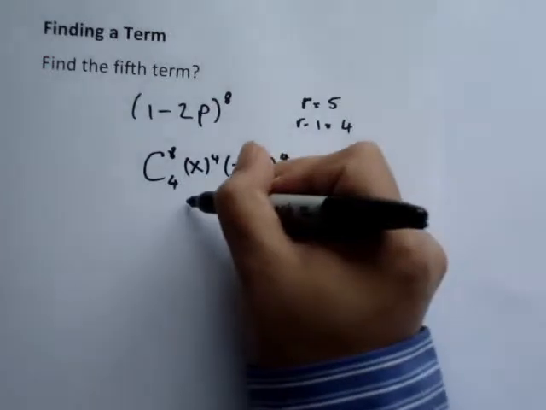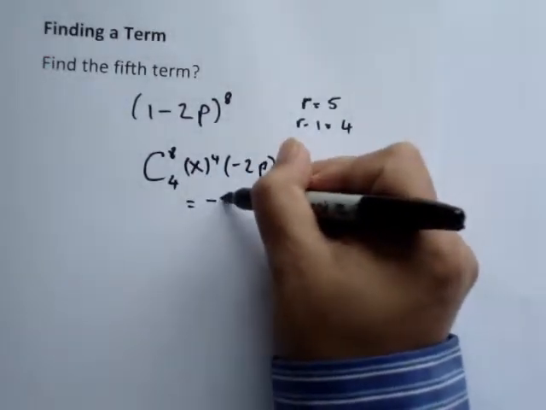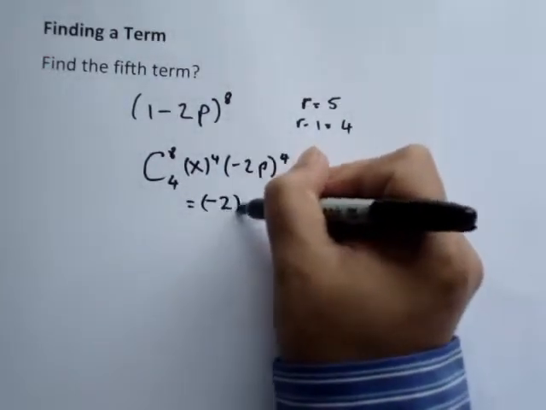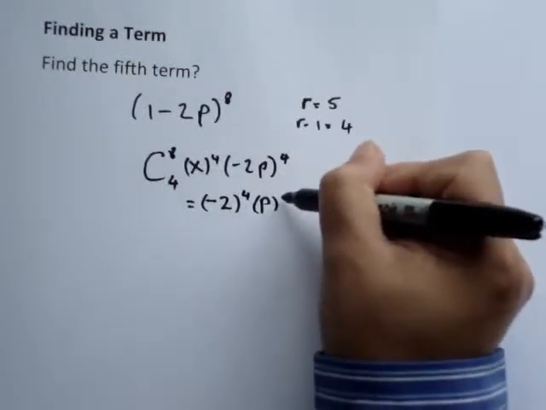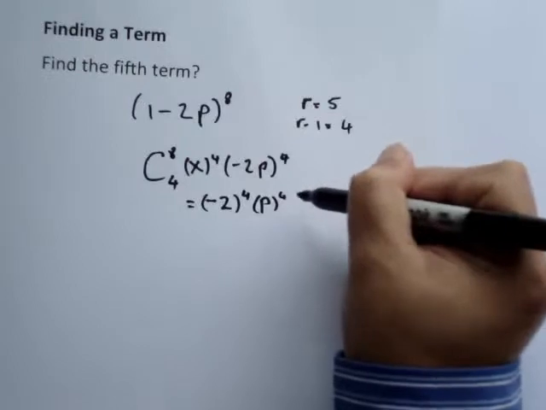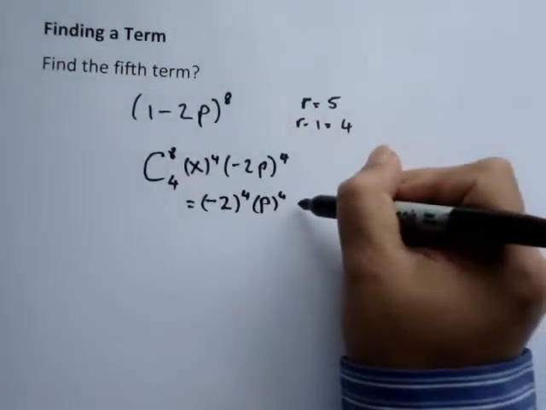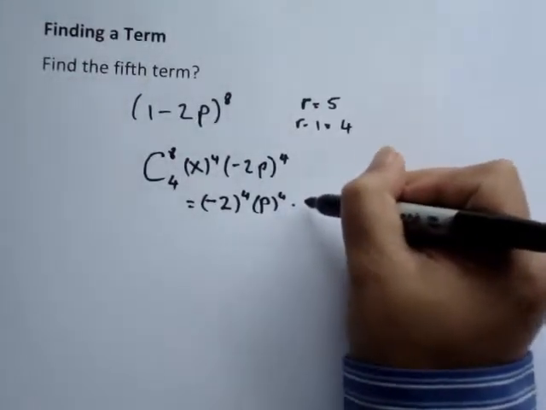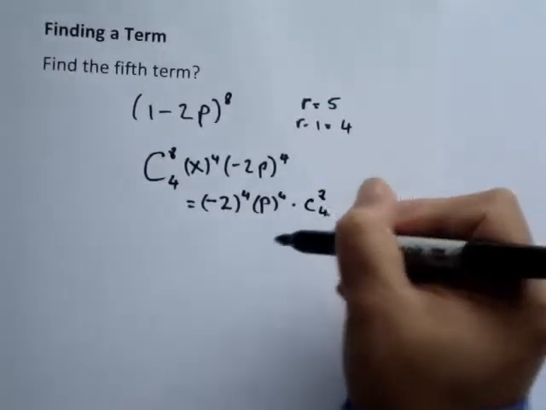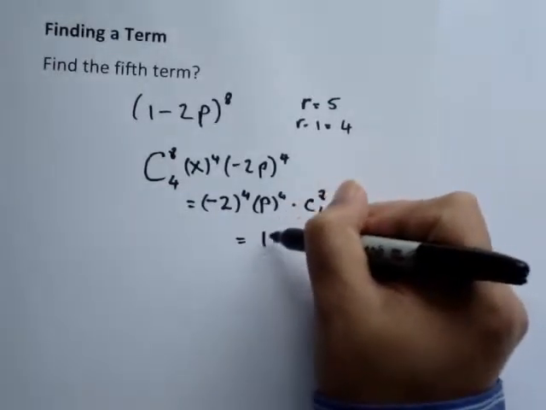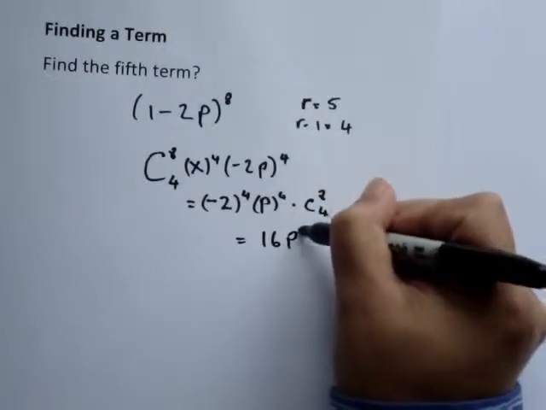And when we work that out, this becomes (minus 2) to the power 4, p to the power 4, and multiplied by 8C4. And this equals 16p to the power 4.